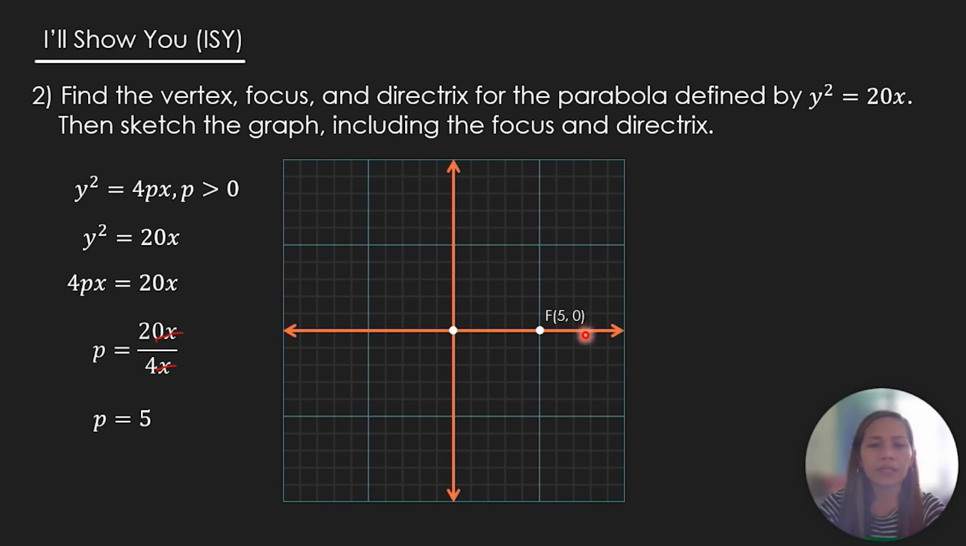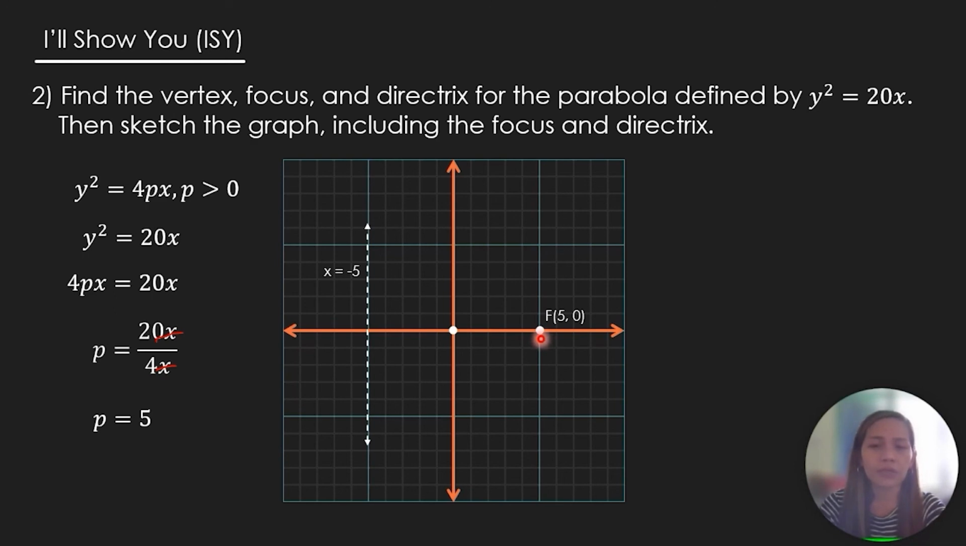And we know that the directrix is exactly the opposite. If you go 5 units to the right of the vertex, that means you go 5 units to the left. And so, our directrix is here. And that means the equation of our directrix is x equals negative 5. Okay, take note, this line is passing through the x-axis at negative 5. So the equation of that would be x equals negative 5.